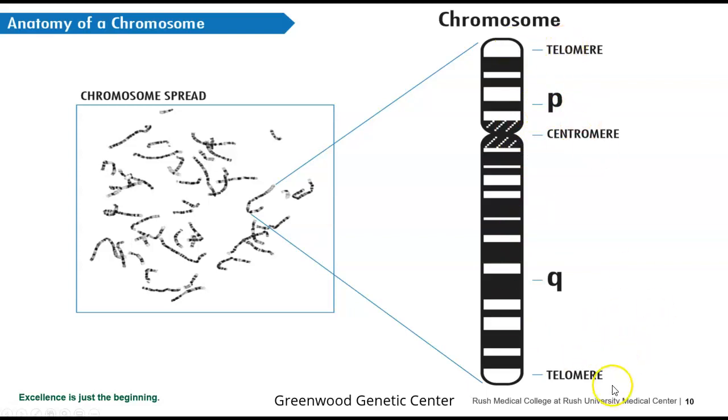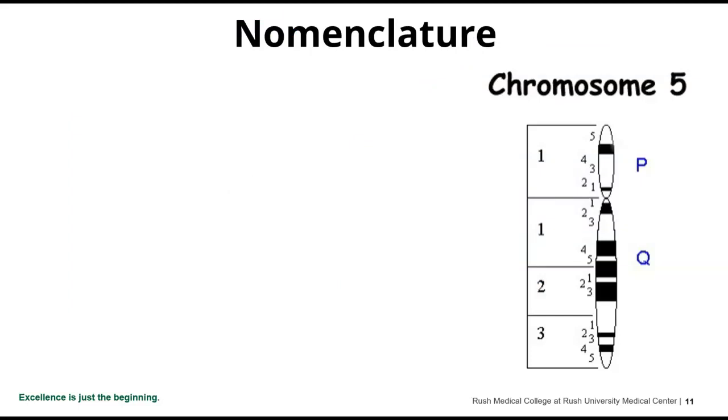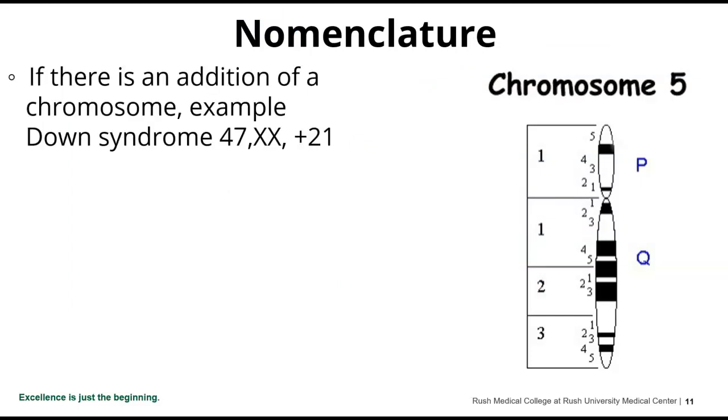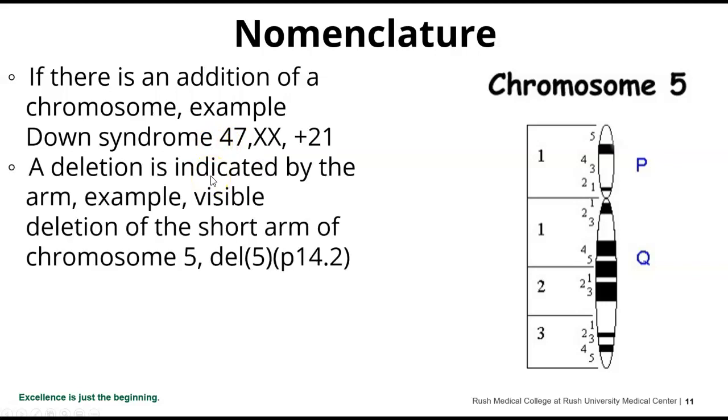The ends of the chromosomes are known as telomeres. And when they talk about telomeres, they seem to get shorter every time cells divide, and that has to do with aging, although we're not 100% certain of all the things involved in that. But anyway, if there's an additional chromosome, instead of 46 chromosomes, we have 47, XX or XY, and then which one is extra. So this is the nomenclature for an extra chromosome.